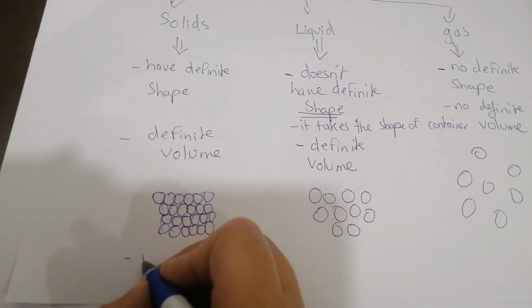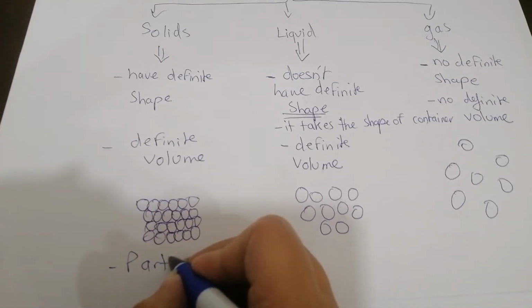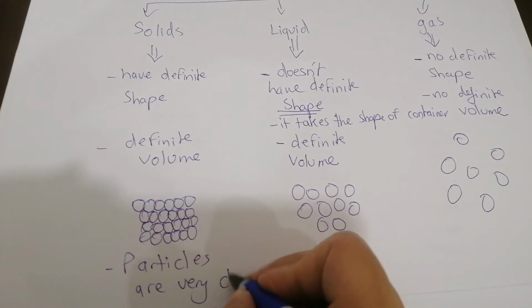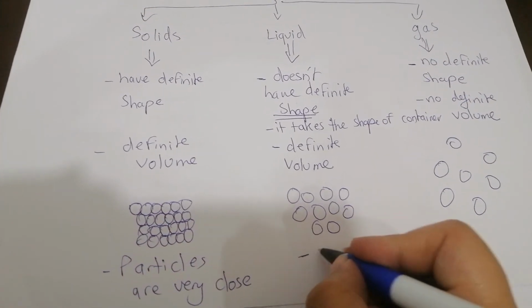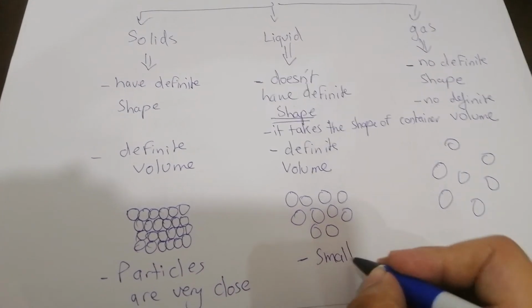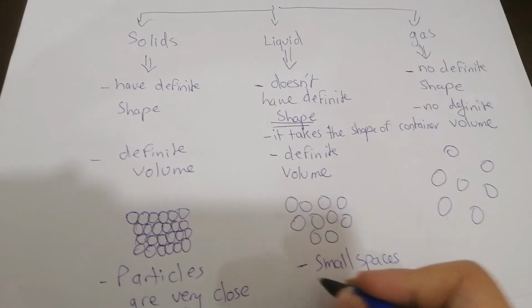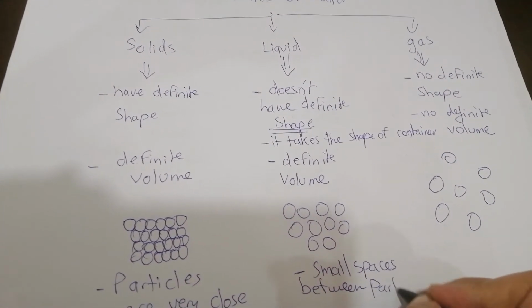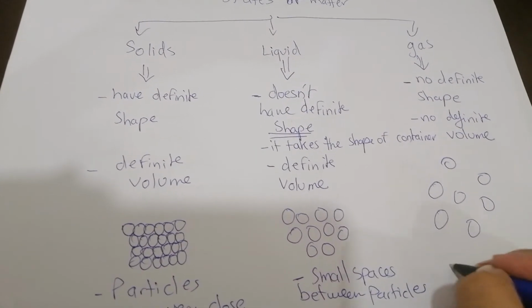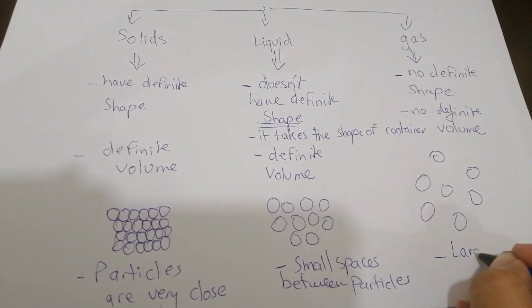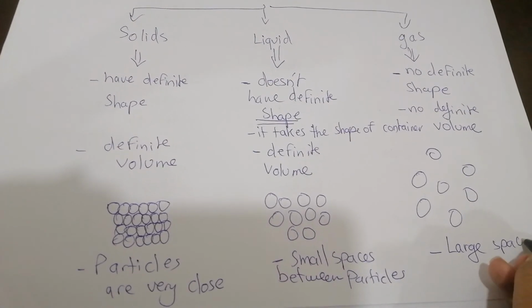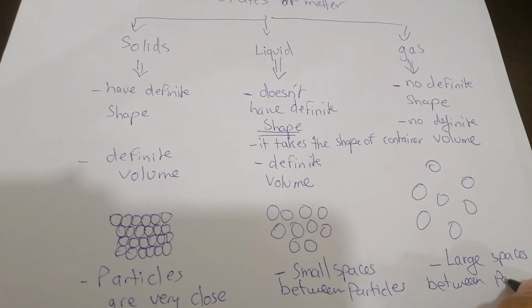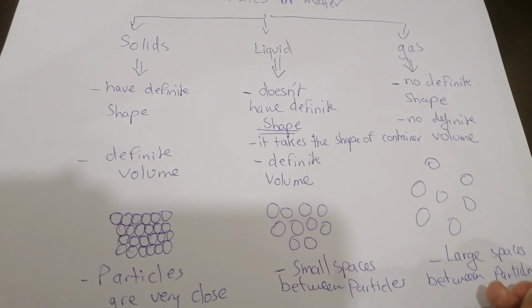So here the particles are very close to each other. Okay? Here there are small spaces between particles. And here huge or large spaces between the gas particles. Okay?